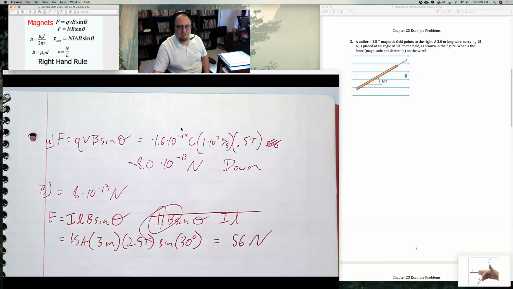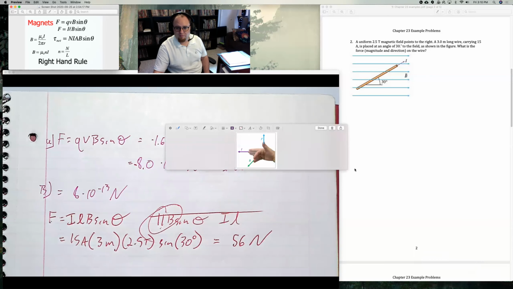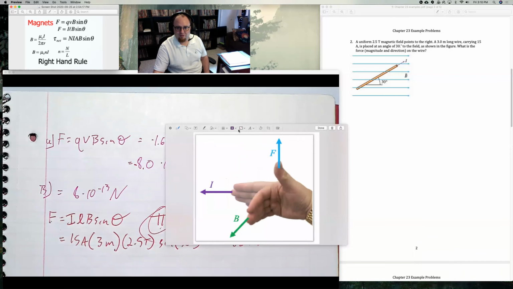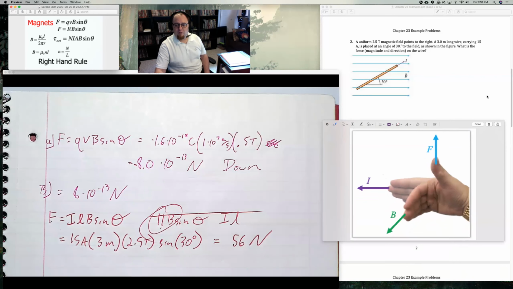Now, if I want direction, because I didn't open up my right-hand rules ahead of time, it's the same idea for the right-hand rule. I point my fingers in the direction of I, which is up at an angle, and I curl my fingers towards B, but B is straight to the right. So I have to take my hand so I can point straight to the right. And my thumb points out of the page.